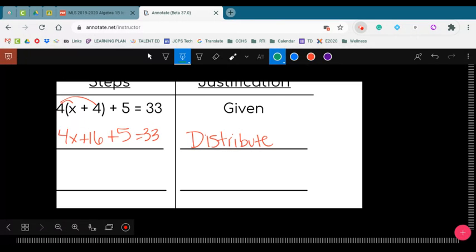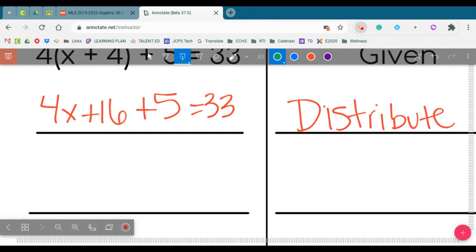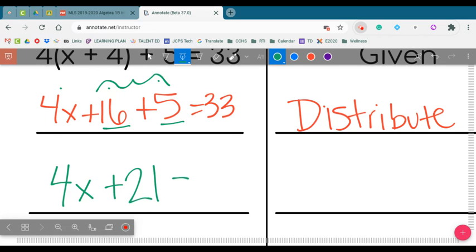Okay, next step, I can see, can I combine like terms? There's nothing to combine with x, but there's a 16 and a 5. I can add those two together. So 16 and 5 is going to give me 21. So I'm going to have 4x plus 21 equals 33. So what I did there is I combined like terms.